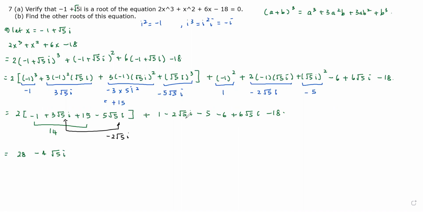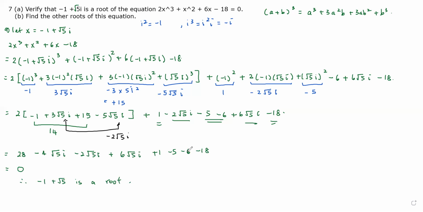After that, let's just group the i's together. -2 square root 5i plus 6 square root 5i. Then we have the numbers plus 1 minus 5 minus 6 minus 18. So that is going to be 6 minus 6 is 0. That is 10 minus 10. So that will give us 0. Therefore, we say that -1 plus square root 5i is a root of the given equation.